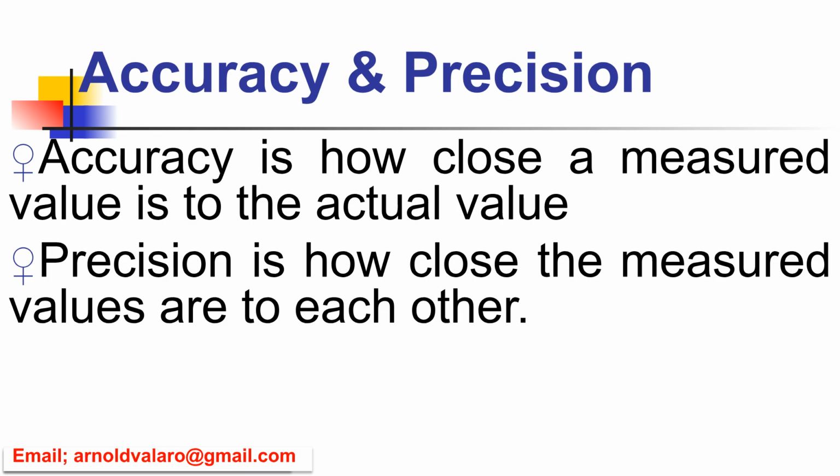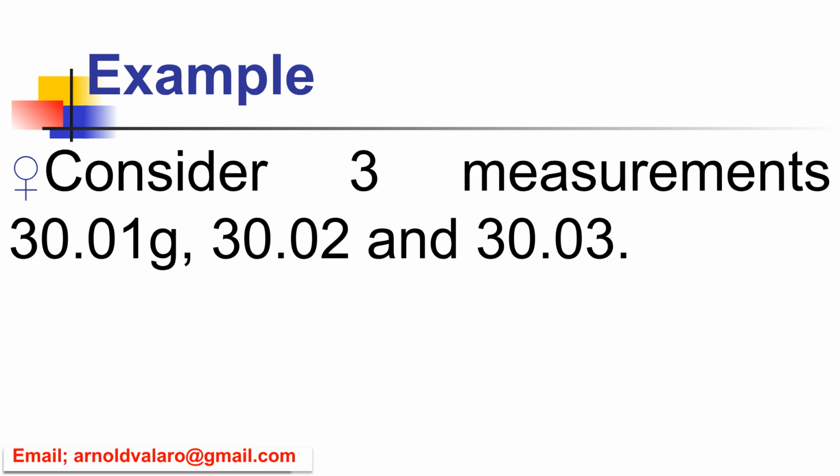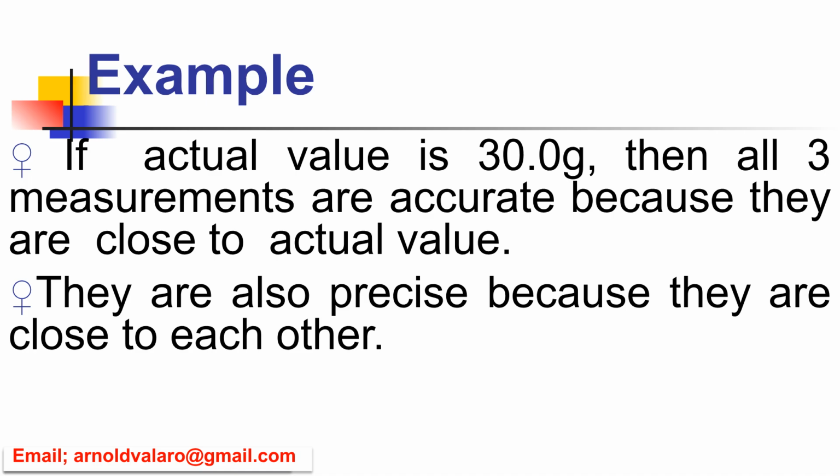Accuracy is how close a measured value is to the actual value, while precision is how close the measured values are to each other. Let's consider 3 measurements: 30.01 grams, 30.02 grams, and 30.03 grams. If the actual value is 30.0 grams, all 3 measurements are accurate because they are close to the actual value. They are also precise because they are close to each other.